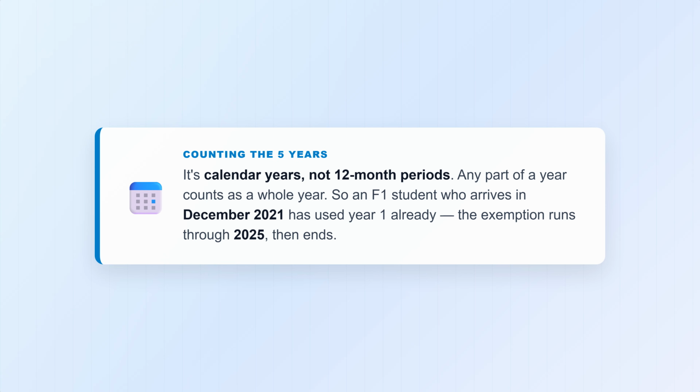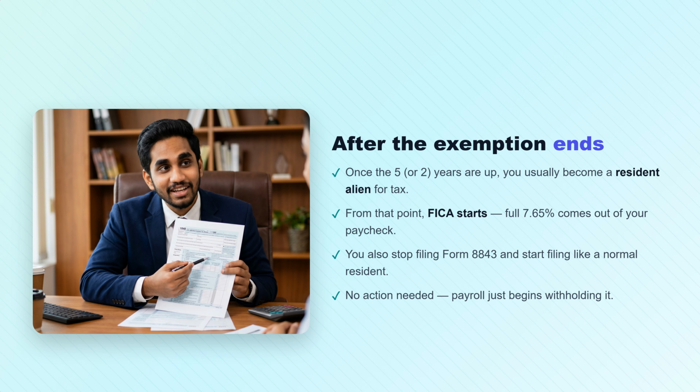One thing preparers must get right: how you count the 5 years. It's calendar years, not 12-month periods. And here's the catch. Any part of a year counts as a whole year. So if an F1 student arrives in December 2021, that entire year 2021 counts as year 1. The exemption would run through 2025, and then it ends. Count carefully.